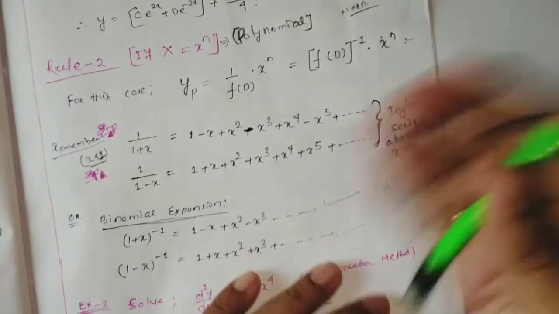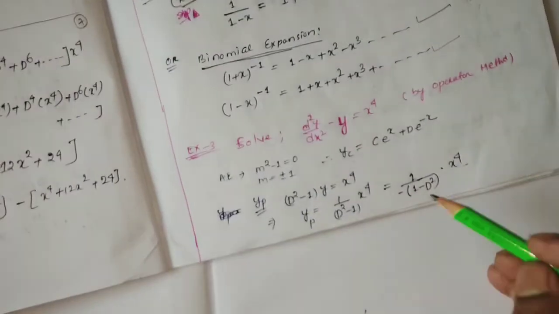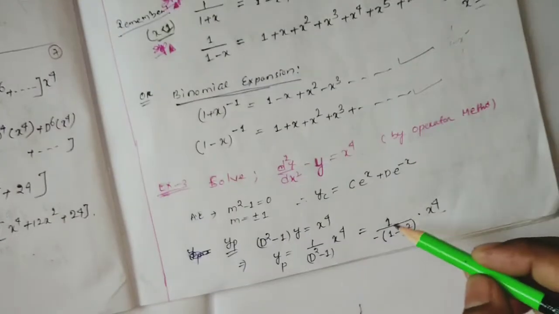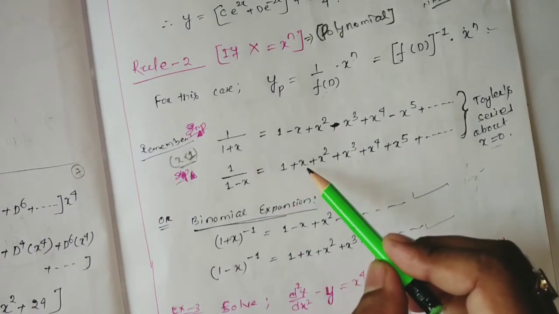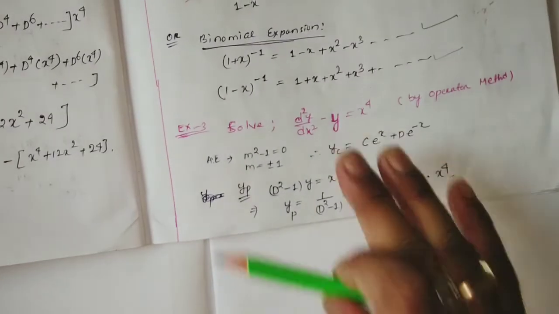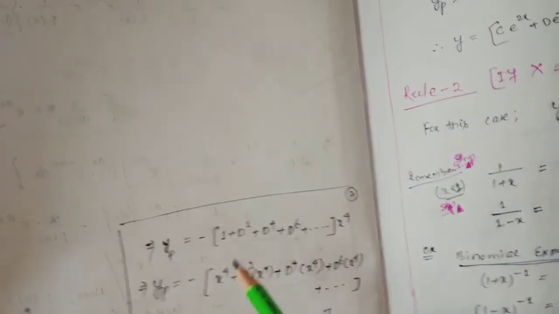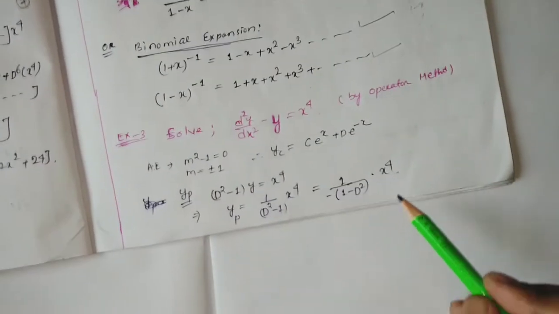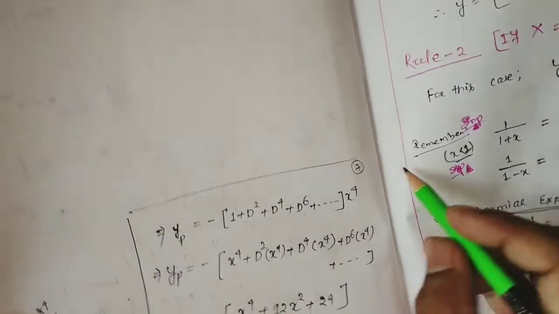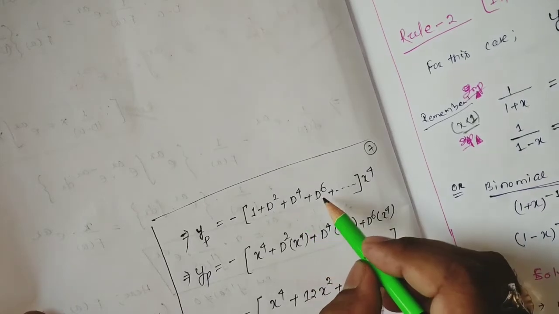Now I am going to use this one, the expansion of 1 by 1 minus x. Here the minus is there. 1 by 1 minus x is 1 plus x square, and so on. Here it is 1 by 1 minus D square, so what will the expansion be? The expansion will be 1 plus D square, because instead of x here it is D square. So it will be 1 plus D square, D to the power 4, D to the power 6, and so on.